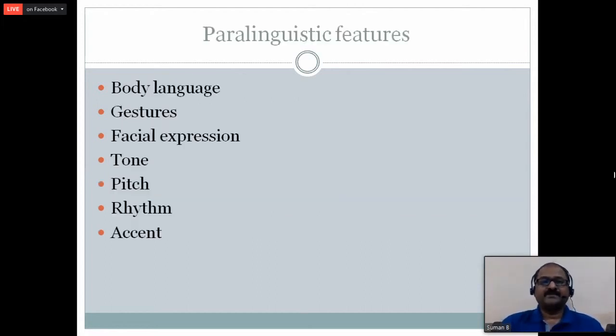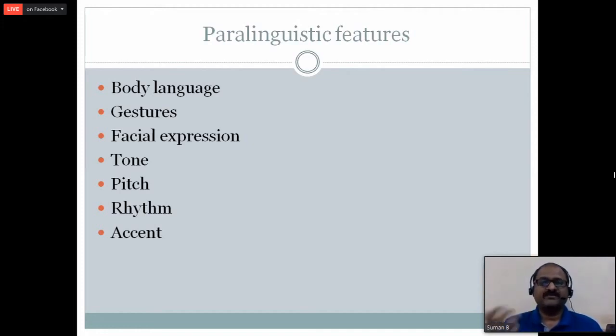Next step. As we discussed earlier, we are going to look at some paralinguistic features. There are various features which make spoken English unique or distinct. Among them, paralinguistic features are very important. So what are these paralinguistic features? These are the features which help us speak and communicate better apart from the language. Apart from the language that we use, these features in addition add meaning.